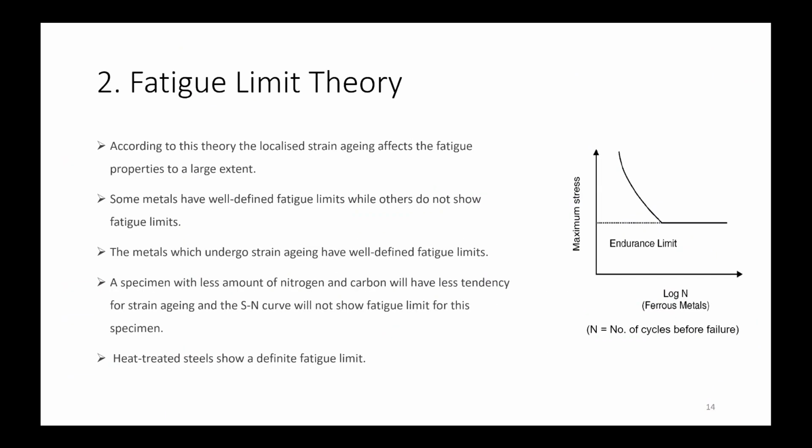Second theory is the fatigue limit theory. According to this theory, the localized strain aging effect affects the fatigue properties to a large extent. Some metals have well-defined fatigue limits while others do not show fatigue limits. The metals which undergo strain aging have well-defined fatigue limits, and a specimen with less nitrogen and carbon will have less tendency for strain aging, and the SN curve will not show any fatigue limit for this specimen.